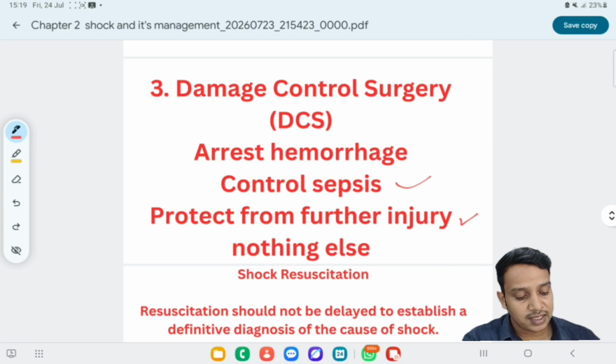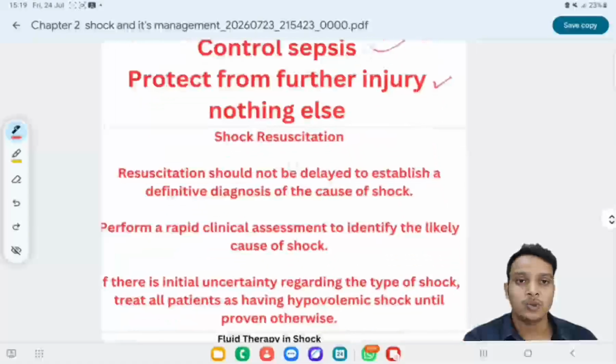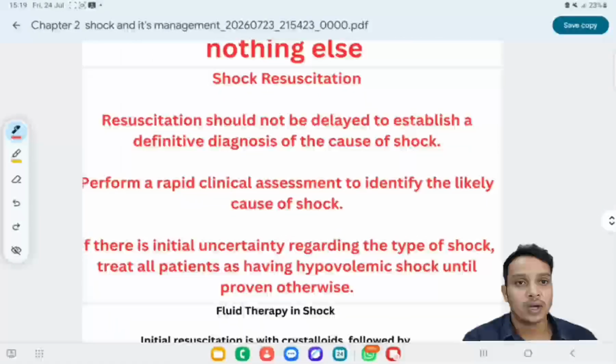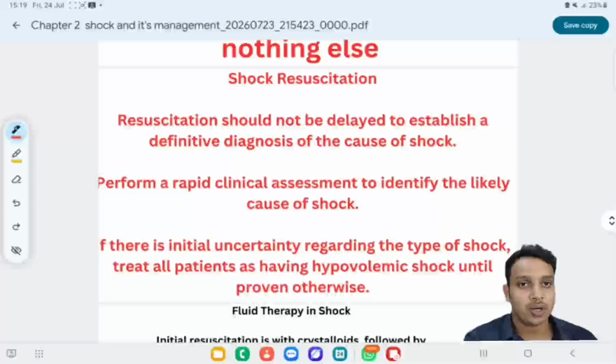So shock resuscitation. Resuscitation should not be delayed to establish a definitive diagnosis of the cause of shock. So treat all shock by thinking hypovolemic shock and start resuscitation immediately, and don't wait for your diagnosis or to find out the cause of shock. If there is any uncertainty regarding the type of shock, treat all patients as hypovolemic shock unless proven otherwise. So perform rapid clinical assessment to identify the likely causes of shock.